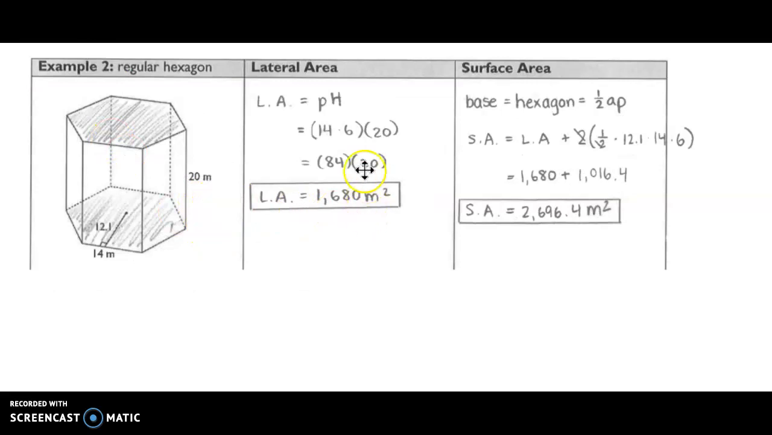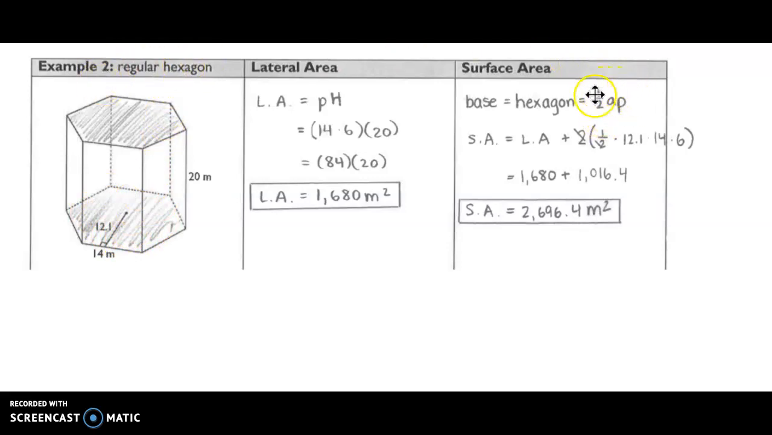In this one, again, pH for the lateral area. The 14 is one side, and so you find the perimeter around it times 20, right? So 14 times 6 because it's 14 times 6 sides, right? And then now we're incorporating, we did this last chapter, right? How do you find the area of a hexagon? And it's a regular hexagon.